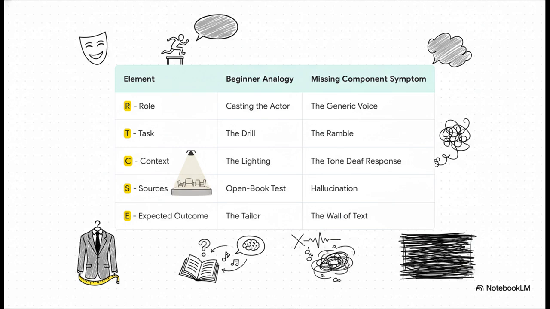C is for context, which is like setting the lighting for a scene. You miss that? The response just feels tone deaf. S is for sources. This is your open book test to stop the AI from just making stuff up. And finally, E is for expected outcome. This is like being a tailor. If you don't give any measurements, you're just going to get a messy wall of text.